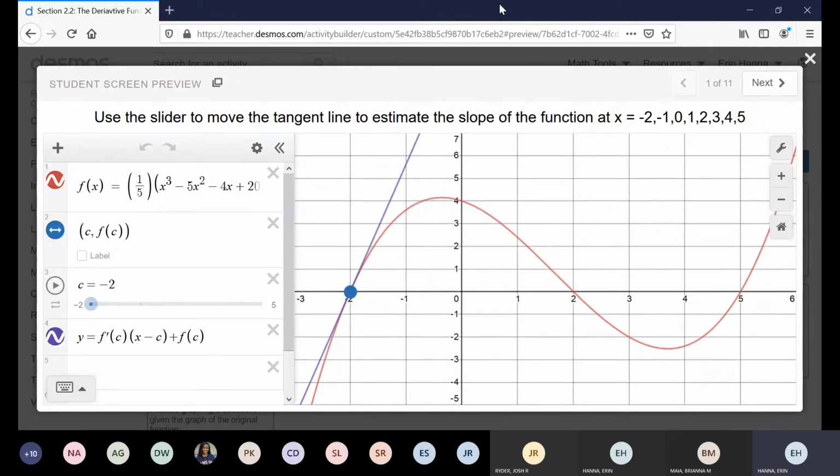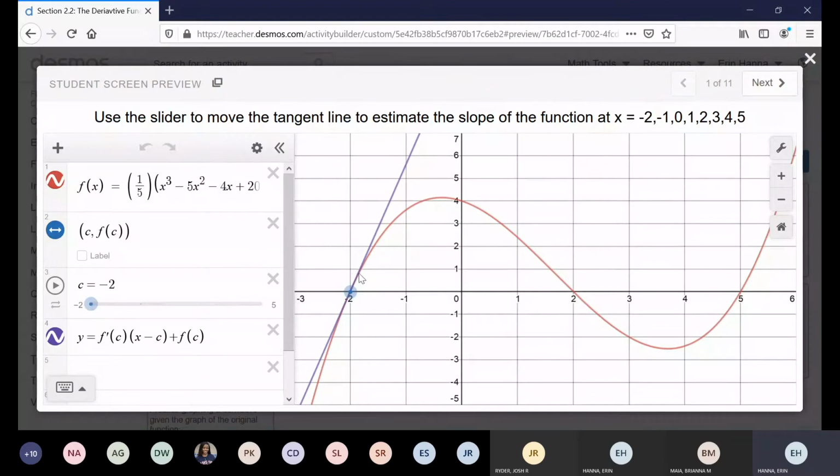I'm going to walk through this somewhat quickly because I already presented the idea behind it on Tuesday. Essentially, we have this function, and Desmos is being our best friend, graphing all of the tangent lines for us. What we want to do is estimate the slope of the function at those points, so we're going to use the slope of the tangent line.